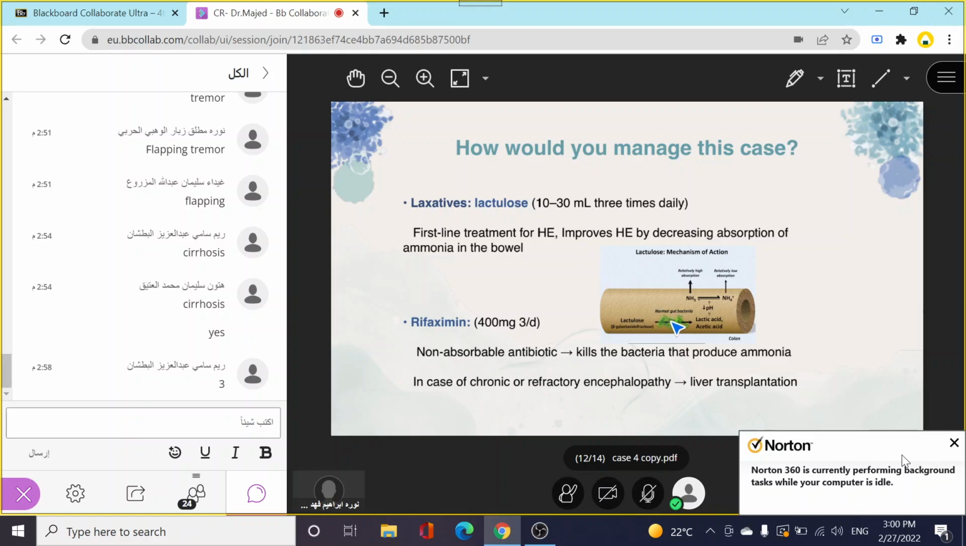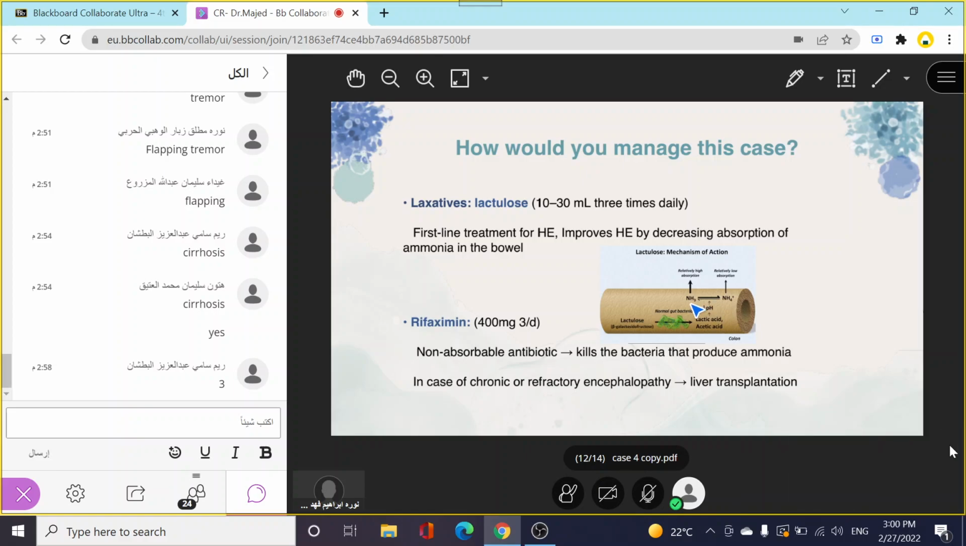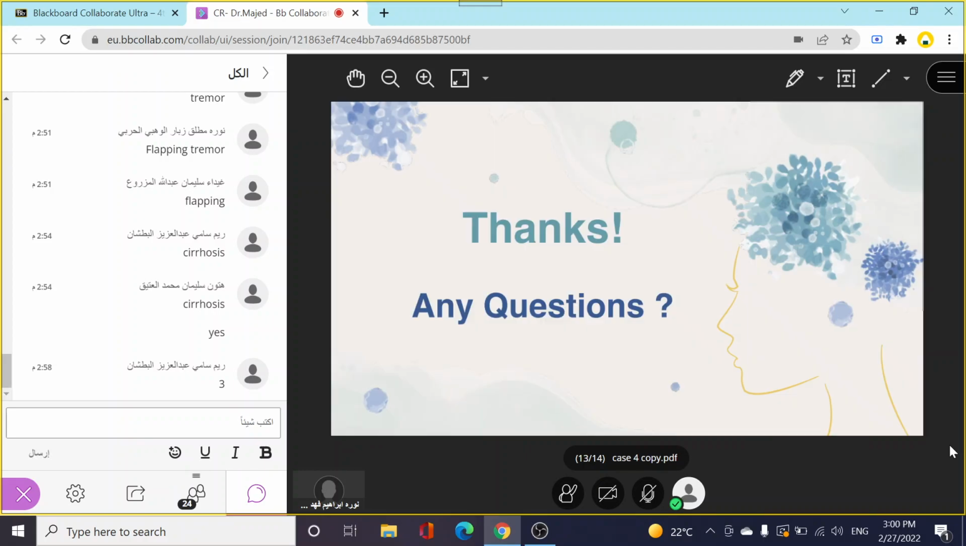As you see here, lactulose will be metabolized by the normal gut bacteria to lactic acid and acetic acid. Then it will convert the uncharged ammonia to a charged ammonium, which has relatively low absorption. Okay, and we also give rifaximin. This is a non-absorbable antibiotic that will kill the bacteria that produce the ammonia. In case of chronic or refractory encephalopathy, we do the last option, which is liver transplantation.